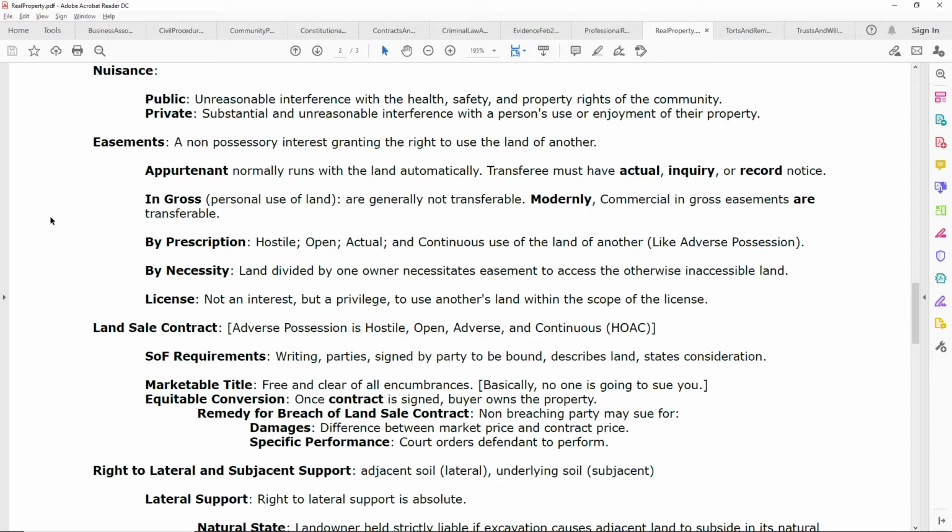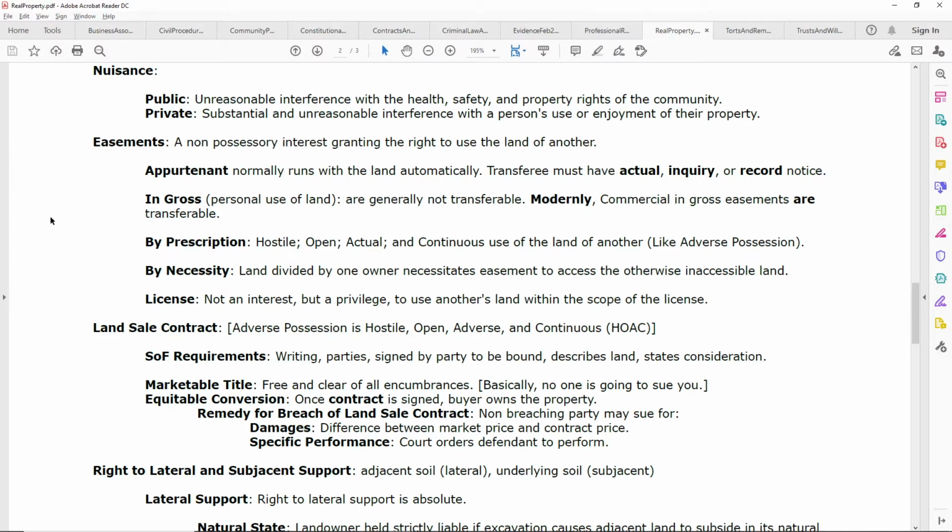Appurtenant normally runs with the land automatically. Transferee must have actual, inquiry, or record notice. Easements in gross for personal use of land are generally not transferable. Modernly, commercial easements in gross are transferable.